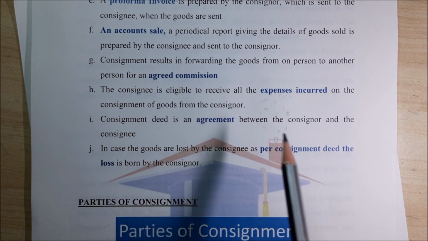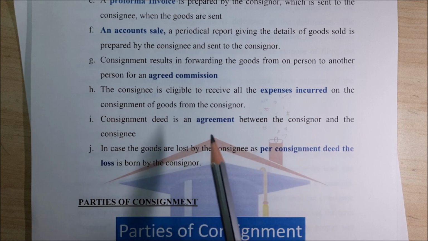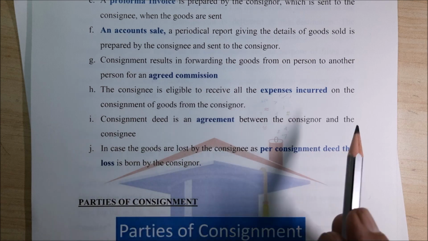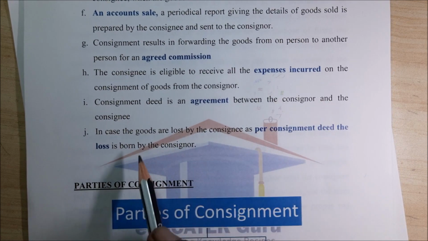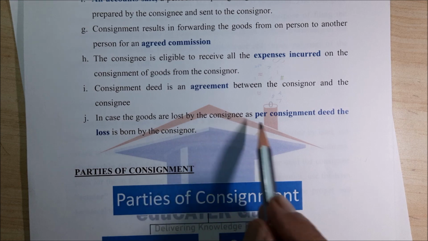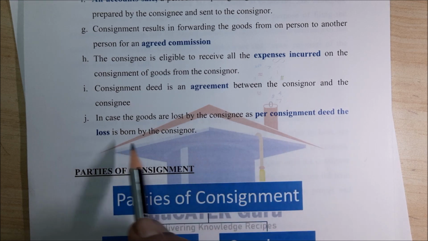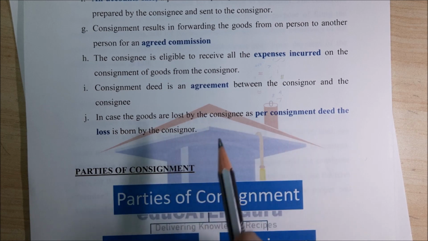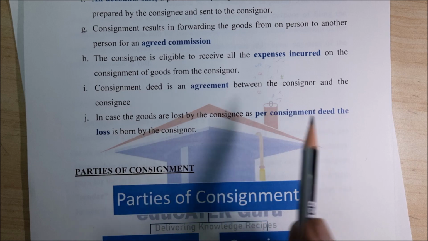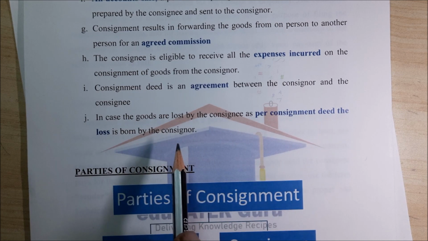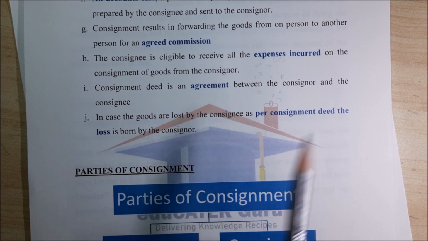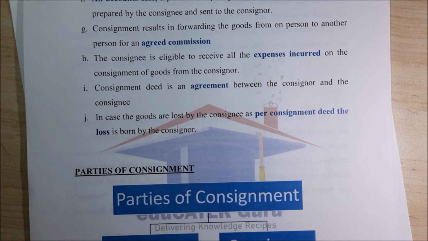The consignment deed is an agreement between the consignor and the consignee. Of course, without an agreement you cannot do anything. The agreement is only for a particular time. In case of goods lost by the consignee, as per the consignment deed, the loss is borne by the consignor. That means whatever the deed says, if anything is lost, the loss should be borne by the consignor. So the consignor's responsibility is high. It is a question of trust, how he is going to do his work. So these are the characteristics or features of consignment.